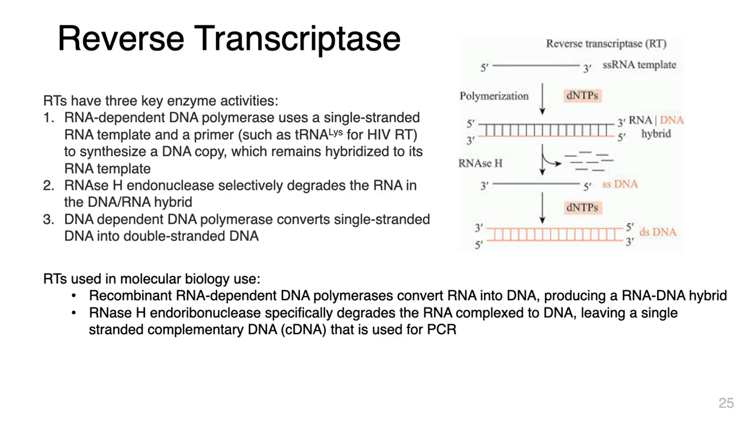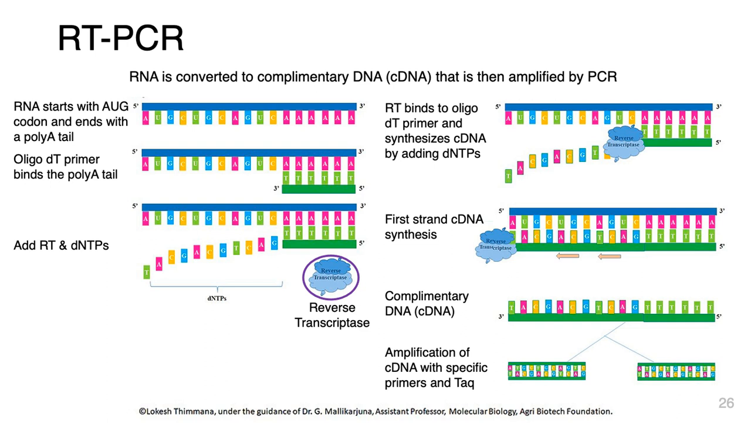RTs for molecular biology use two of these activities. The first is a recombinant RNA-dependent DNA polymerase to convert RNA into a complementary DNA, producing this DNA-RNA hybrid. The second is the endoribonuclease activity that will specifically degrade the RNA in the complex with the DNA. And this leaves a single-stranded complementary DNA, cDNA, that is used for PCR.